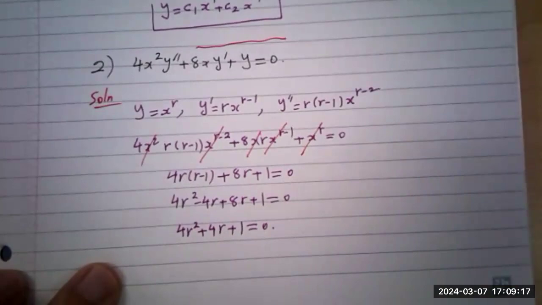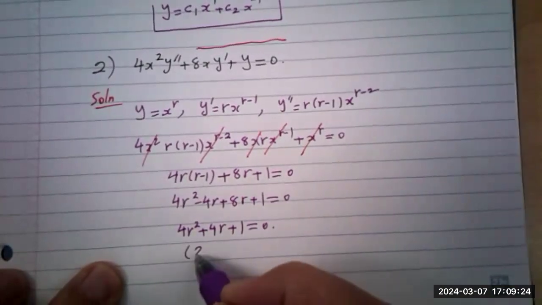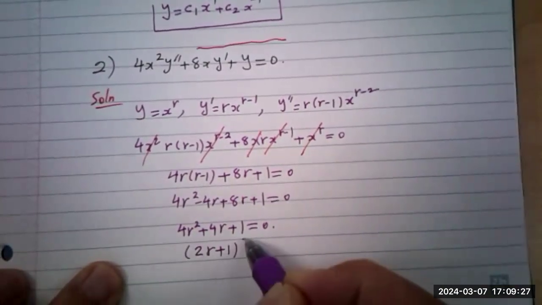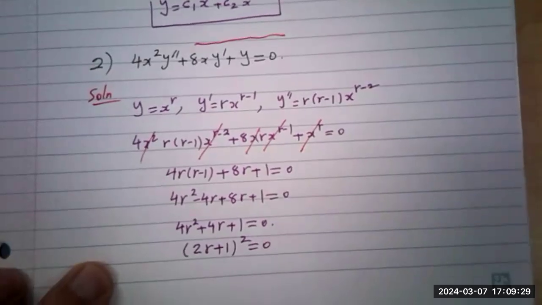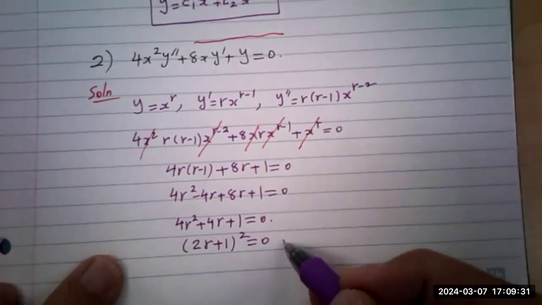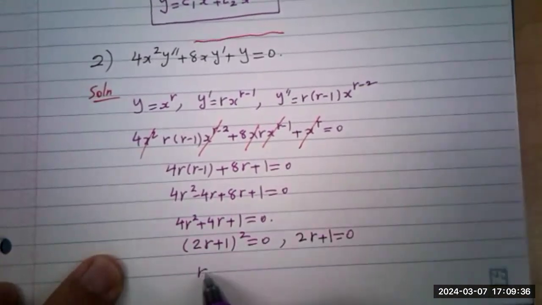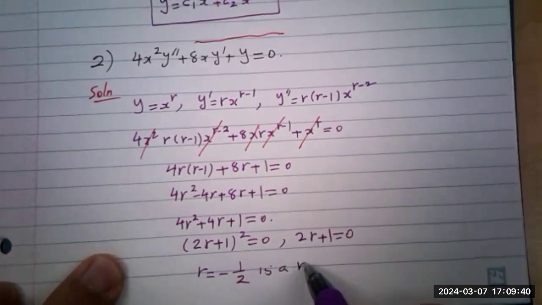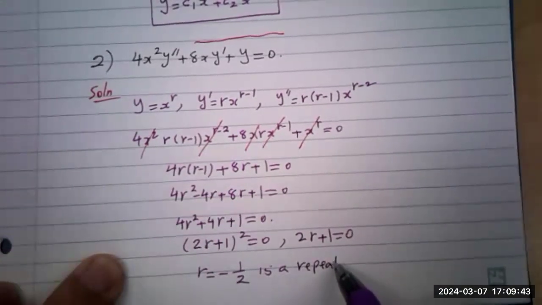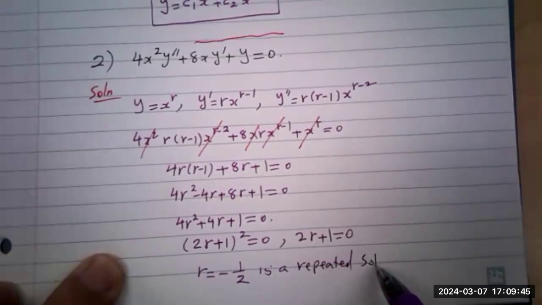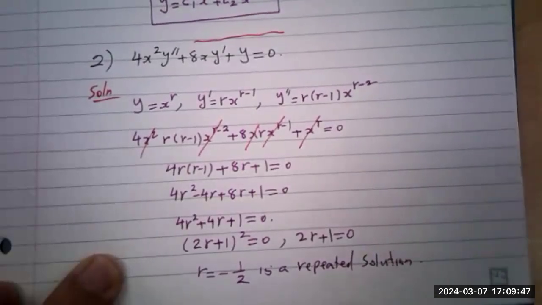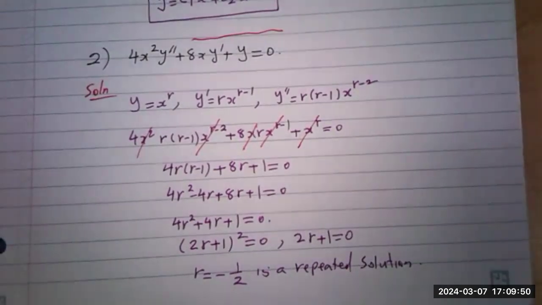It's a perfect square, so we can factor it, because this is the square of 2r and this is the square of 1. So that gives you (2r plus 1) all squared equal to 0. So 2r plus 1 equal to 0, so r equal to negative half is a repeated solution. Be careful, make sure to get it right.